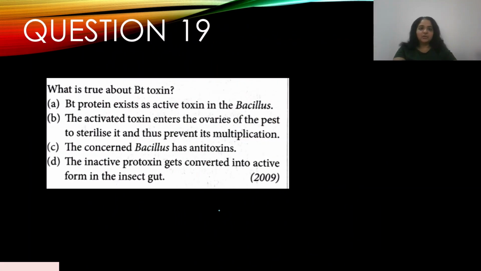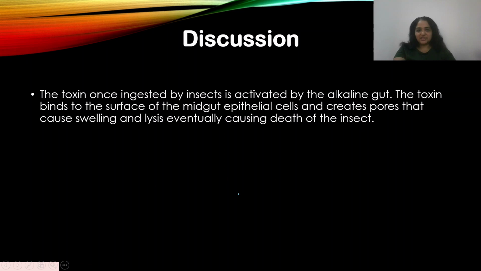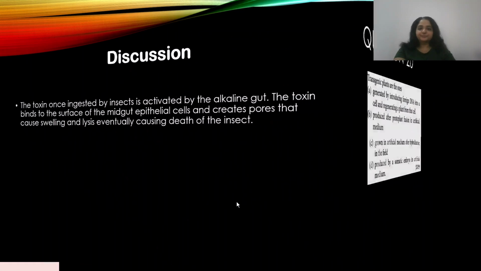Alright, let's move on. What is true about BT toxin? So we are in 2009. A. BT protein exists as active toxin in the bacillus. B. The activated toxin enters the ovaries of the pest to sterilize and thus prevent its multiplication. C. The concerned bacillus has antitoxin. D. The inactive protoxin gets converted into active form in the insect gut, which is the right answer. We have already studied this, so it's the same principle here. All right, let's move on.